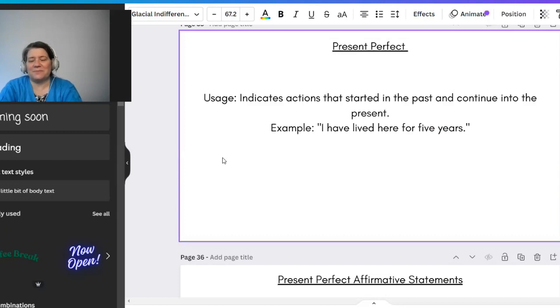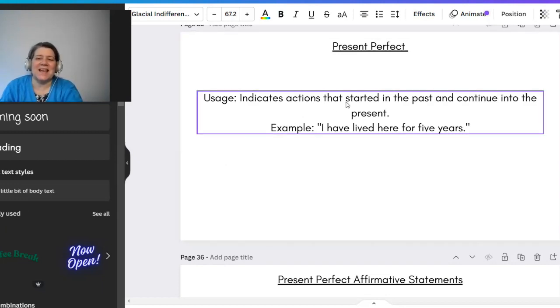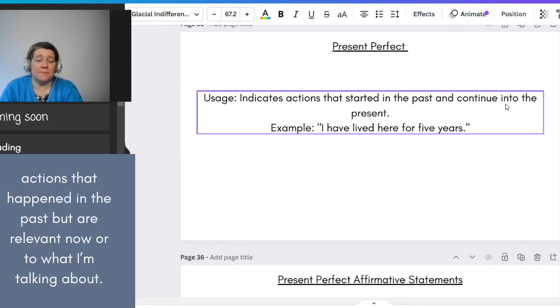Present perfect. Present perfect indicates actions that started in the past and continue in the present, or that are relevant to the present. For example, I've lived in my city. That's present perfect. I've lived in my city for 15 years. It started in the past, it's continuing now.